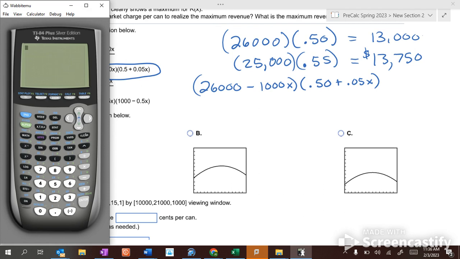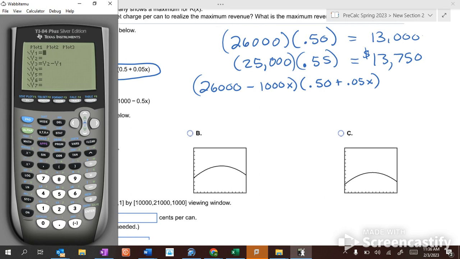Okay, so graphing calculator is up. In my graphing calculator, the y2 minus y1 is turned off, so it's not going to matter that much. But I'm going to put in this equation. I'm going to go parentheses 26,000 minus 1,000 x, parenthesis. Throw another 0 in there. And then I'm going to go 0.5, which is 50 cents, plus 0.05 x, parentheses.